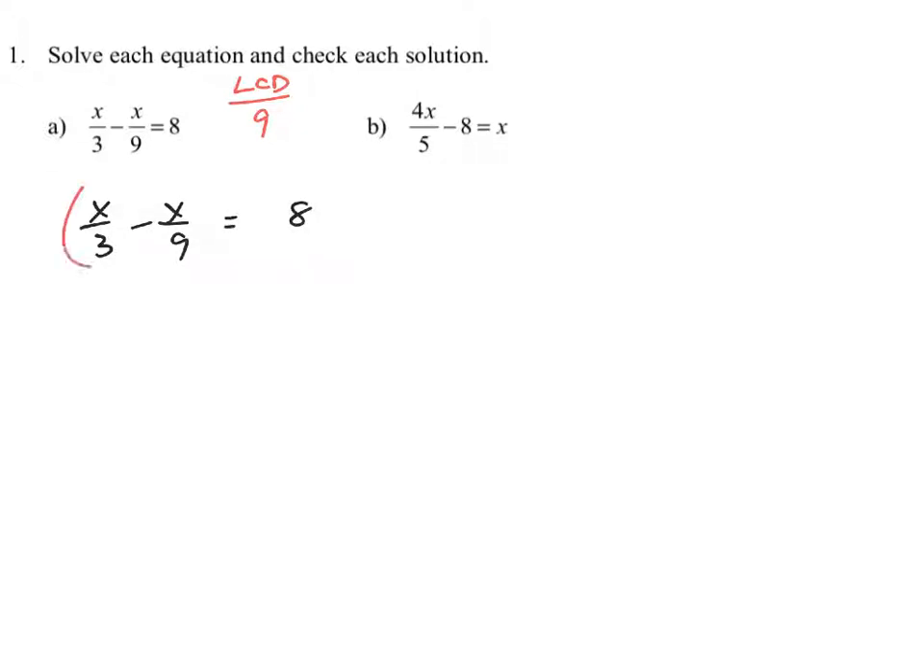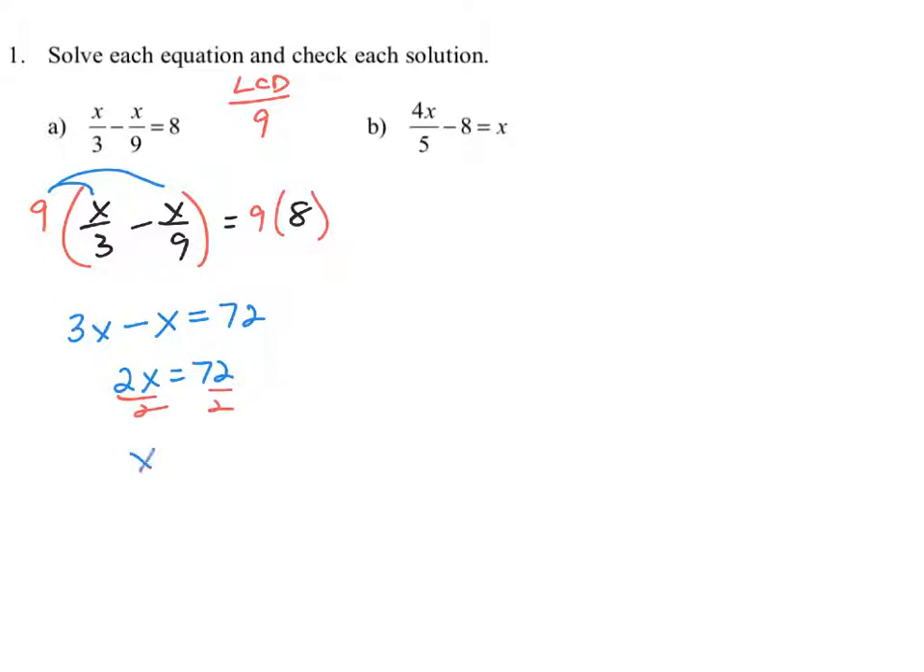So I'm going to multiply the left side of the equation by 9 and the right side of the equation by 9. When you do that, you can distribute the 9, and 9x divided by 3, that's going to give us 3x. 9x divided by 9 is going to be minus x. And on the right side, 9 times 8 is 72. Simplify the left side to get 2x is equal to 72. Divide both sides by 2 to get the solution of x is equal to 36.